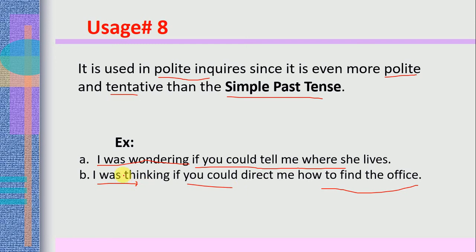So the purpose is that we use this for polite inquiries. Understand, students: whenever we are inquiring about something in a polite way, we have to use the past continuous tense. Am I right?